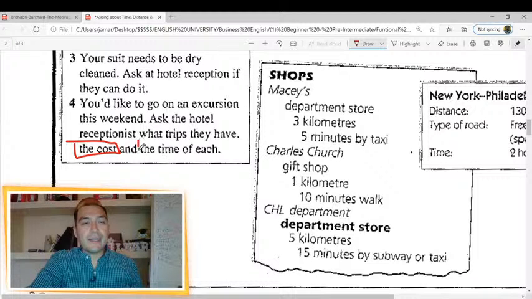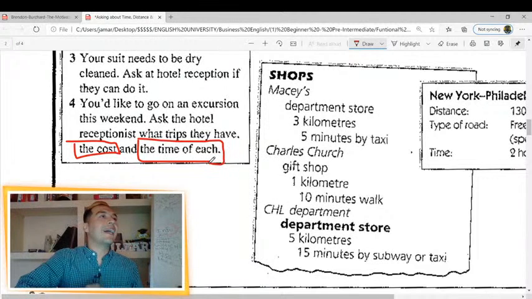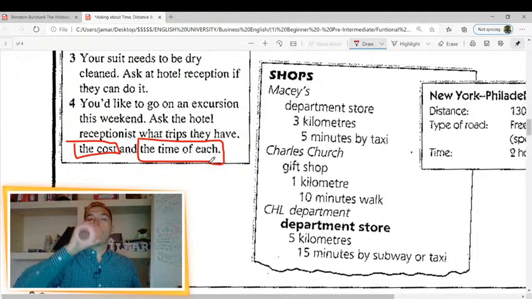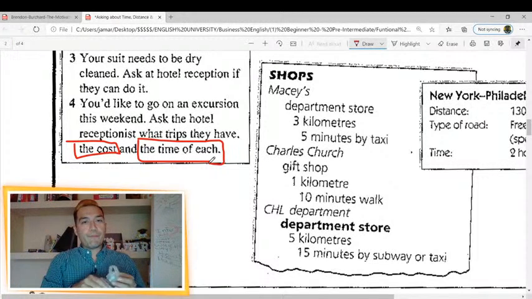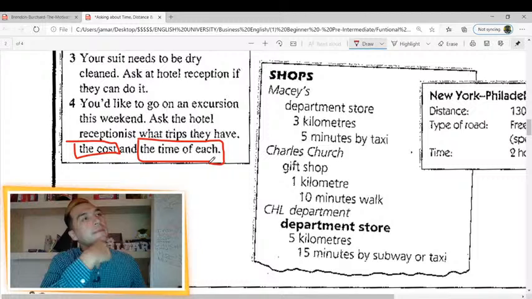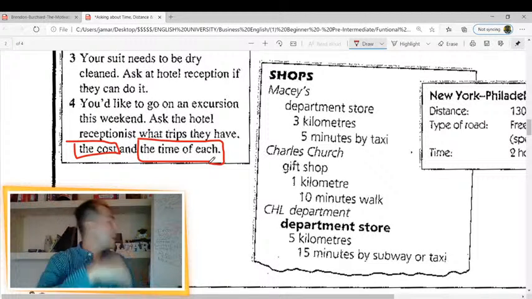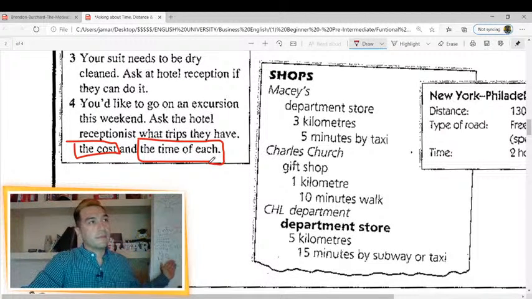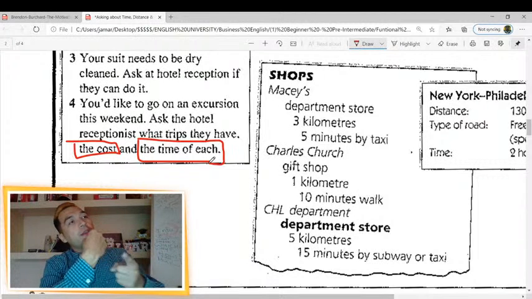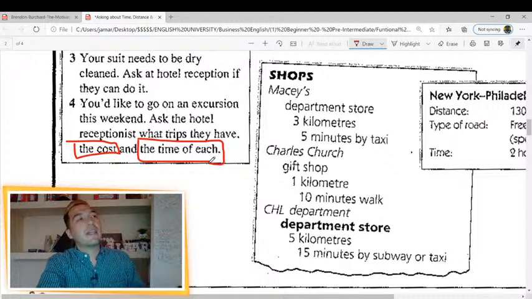Ready for the last part? The time. Now we need the time of the camel excursion. We need to ask the question. How can we ask the question for time? The same, how much? No, that's for quantity, cantidad de dinero. Now we're looking for time. How long? How long, de largo.